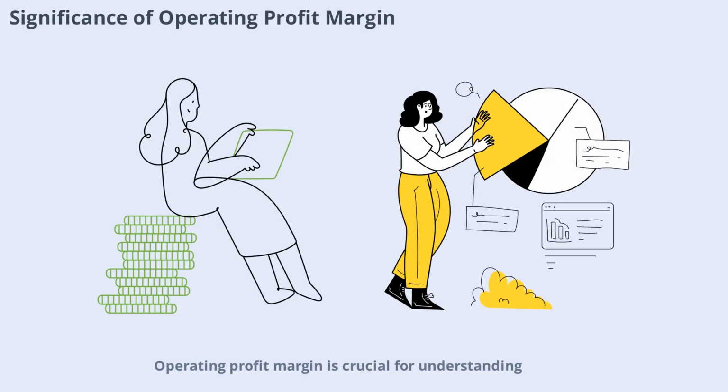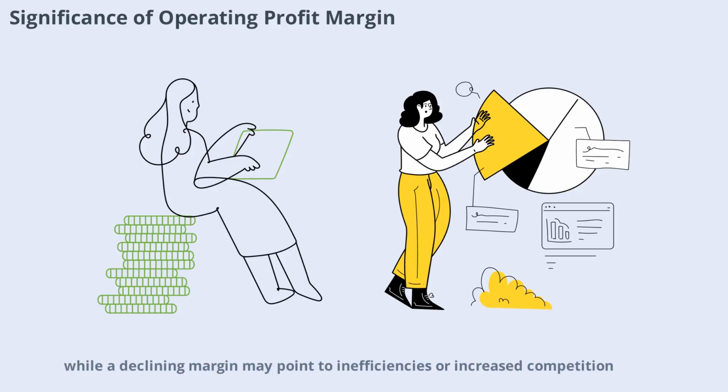Operating profit margin is crucial for understanding how well a company controls its operating costs. It reflects the efficiency of management and the effectiveness of business strategies. Investors and analysts use the ratio to compare companies within the same industry and to track a company's performance over time. A rising operating margin can indicate improved cost control or increased sales, while a declining margin may point to inefficiencies or increased competition.